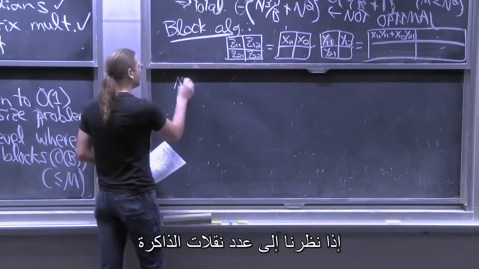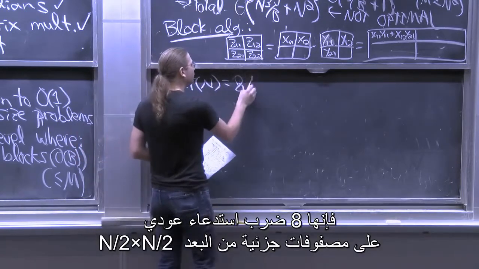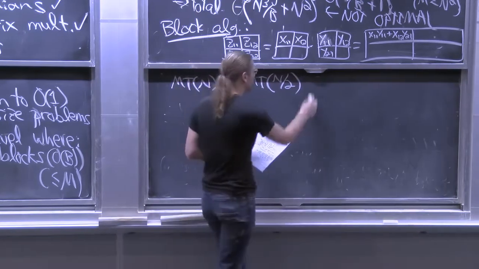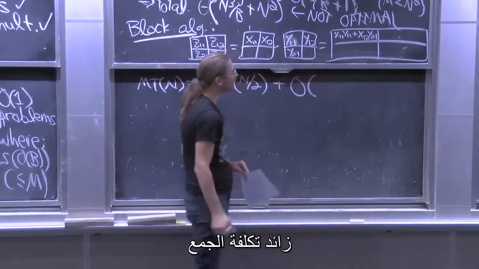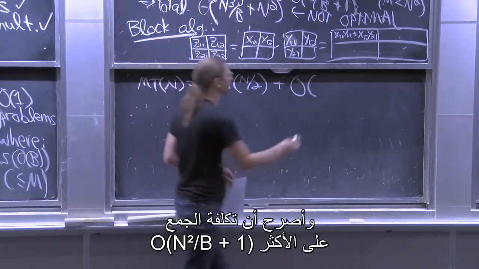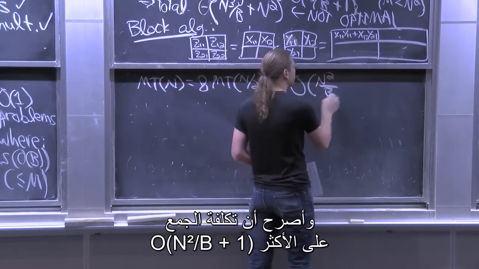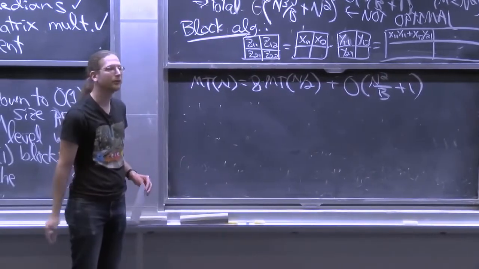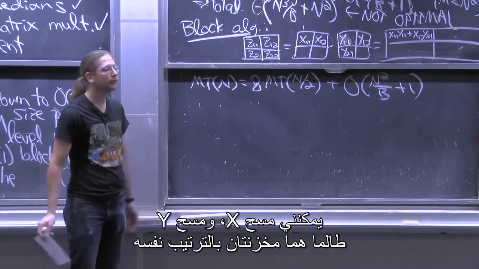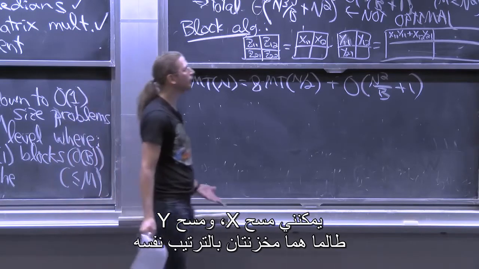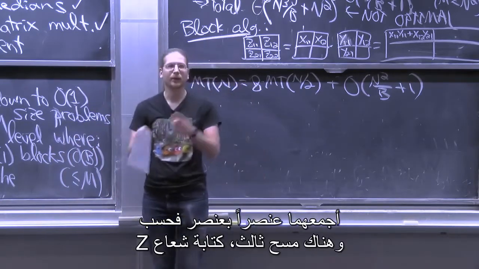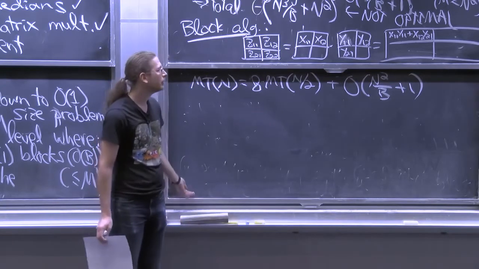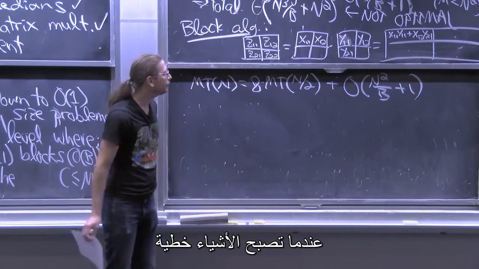So if we look at the number of memory transfers, this is 8 times the recursive calls on n over 2 by n over 2 submatrices, plus the cost of addition. And I claim the cost of addition is at most n squared over B plus 1, because addition is basically parallel scans. I can scan through X, scan through Y, as long as they're stored in the same order, and I'm just adding them element by element. And there's a third scan, which is writing out the Z vector. So once things are linearized.